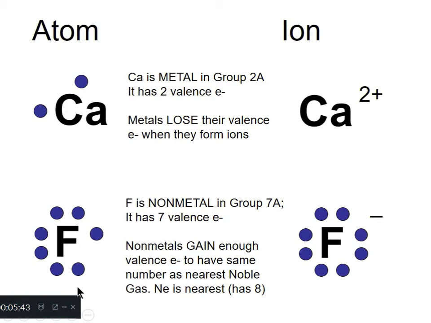On the other hand, fluorine is a nonmetal. It's in group 7A, so it has 7 valence electrons. And because it's a nonmetal, it gains enough valence electrons to have the same number as the nearest noble gas. That's normally 8. So we say gaining enough valence electrons to have 8. So in this case, it needs 1 more. And when it gains that 1 more, that gives it a -1 charge.